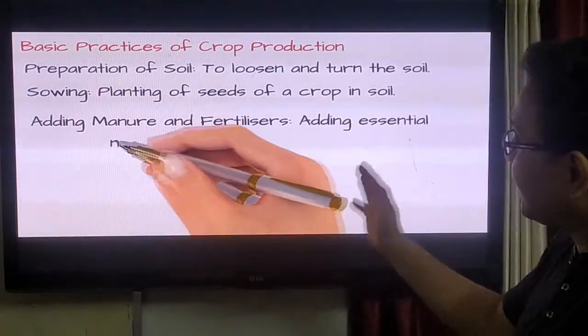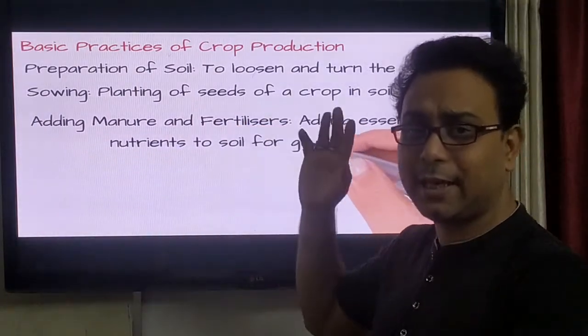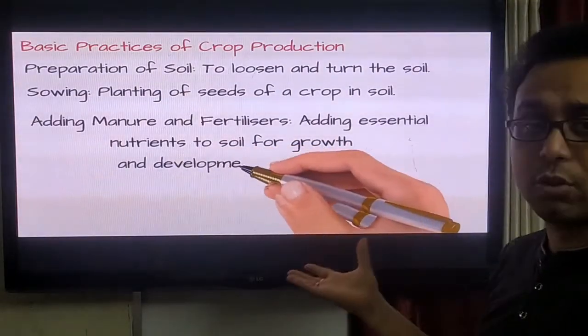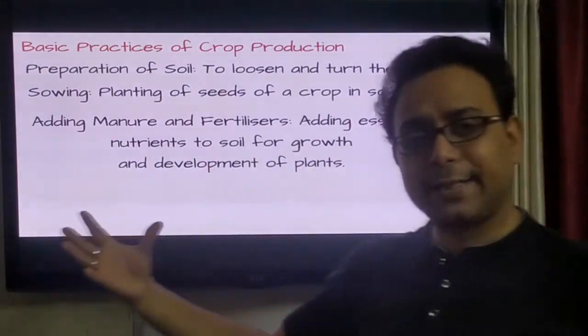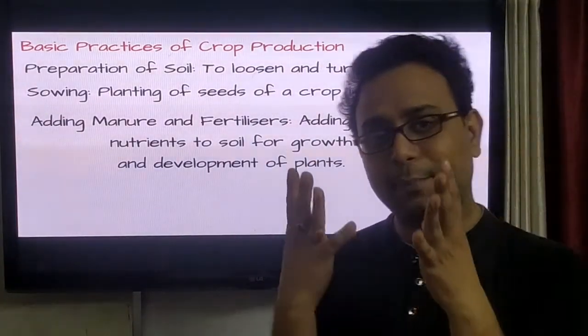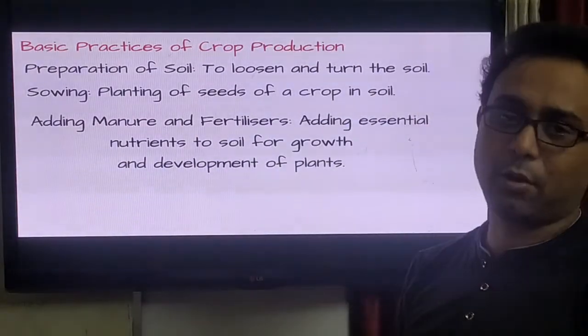Here we add essential nutrients like nitrogen, phosphorus, and potassium to the soil for the growth and development of the plant. When the plant gets all these nutrients, the plant growth is optimum. So that is also a most important step.